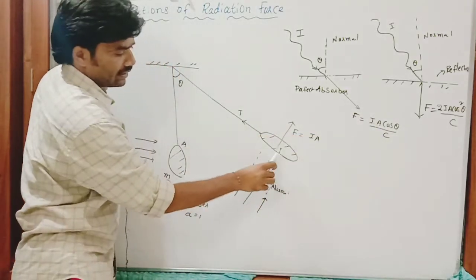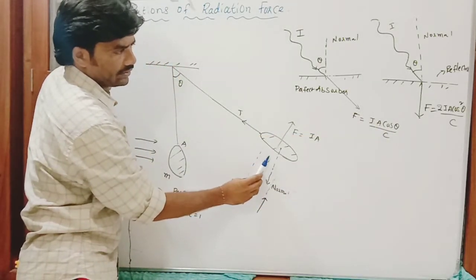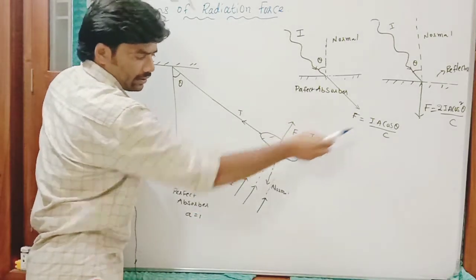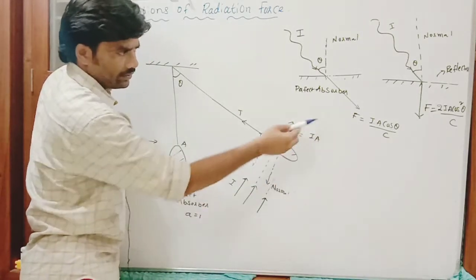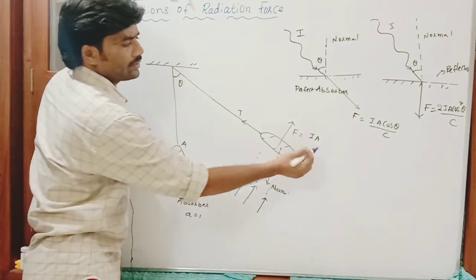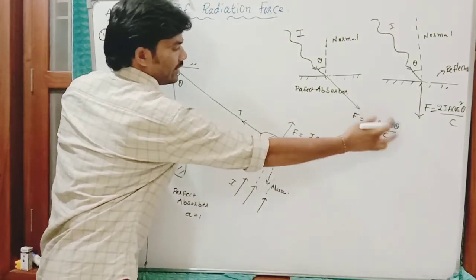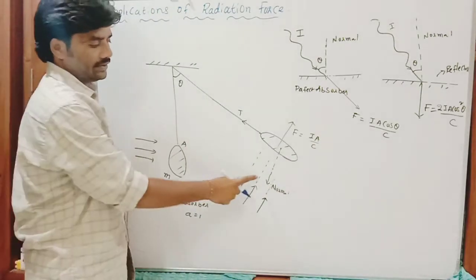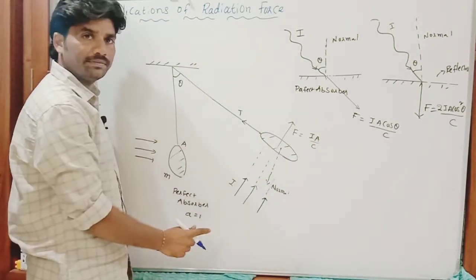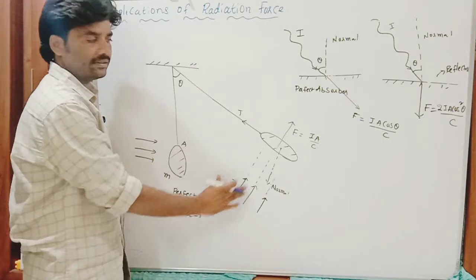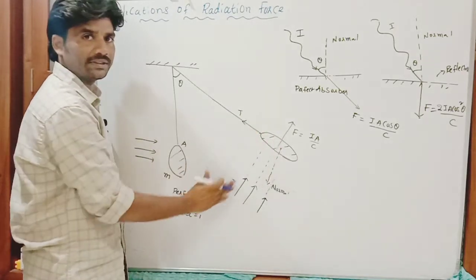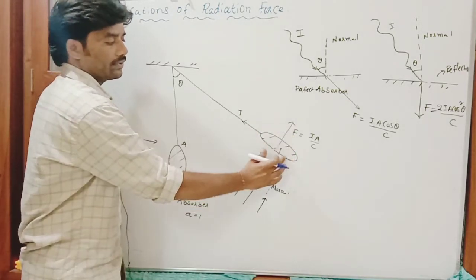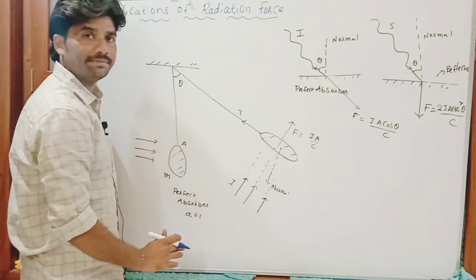The angle between this normal and the direction of radiation. It is either 180 or 0. We take the magnitude only. So cos of this value is 1, giving Ia by C. This is the normal incidence, perpendicular to the plane of this object. Now because of this force, it is in equilibrium state.